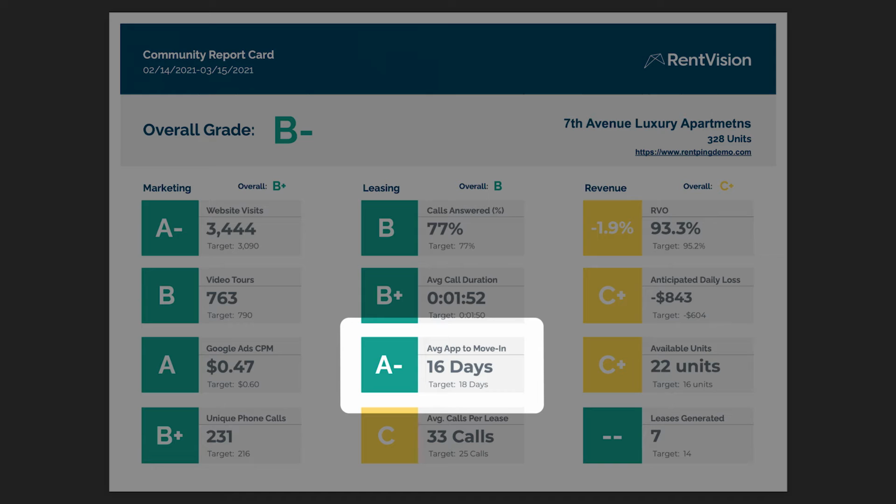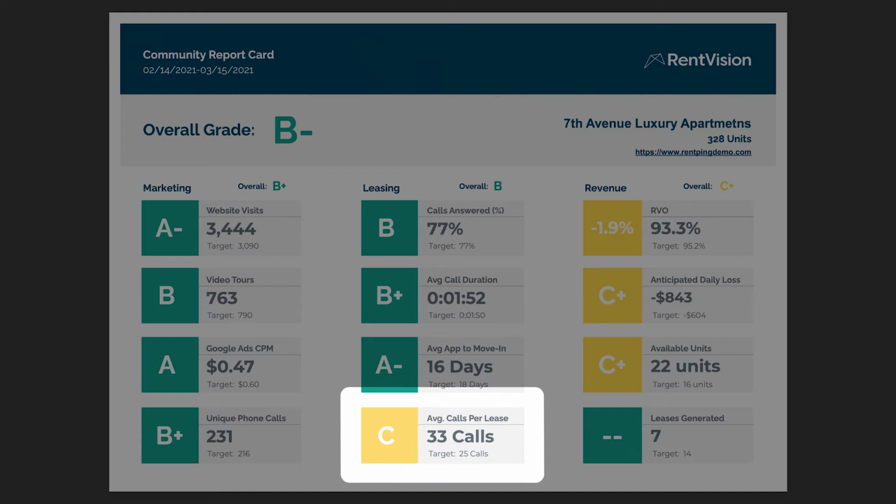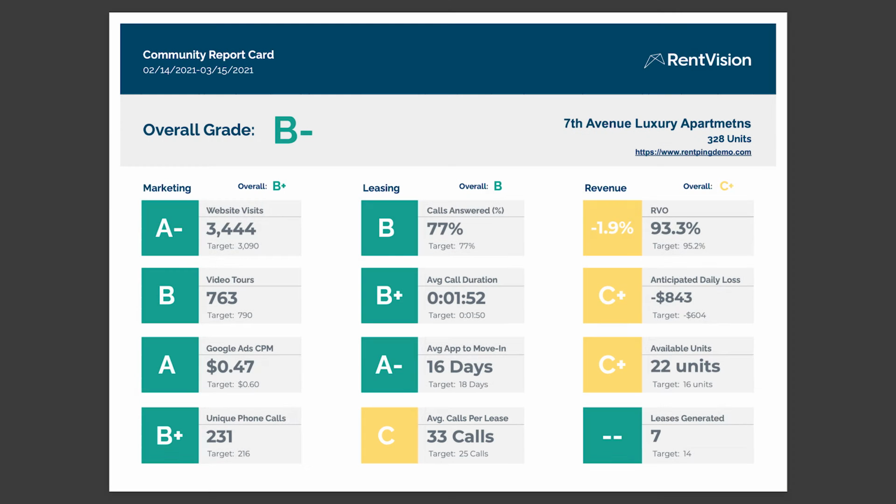Now, as we're looking at converting those phone calls to leases, we're looking at, okay, what's the average amount of days that a unit goes from the application to the move-in. So we're really looking at vacant days from when they receive an app to when they move in. And then with the fourth section, we're looking at the average amount of calls per lease. So how many calls is it taking the leasing team to convert to a lease?